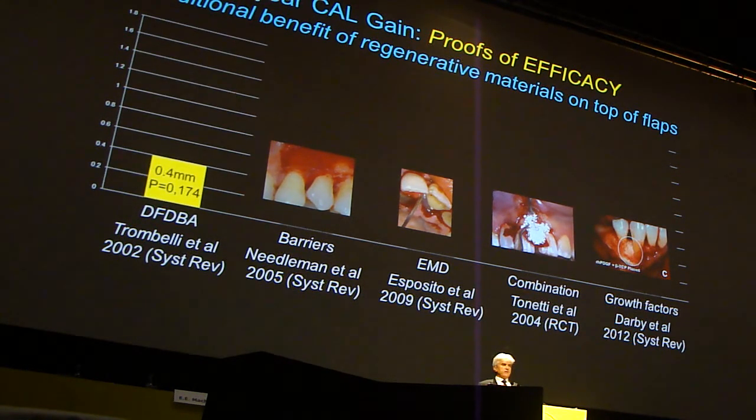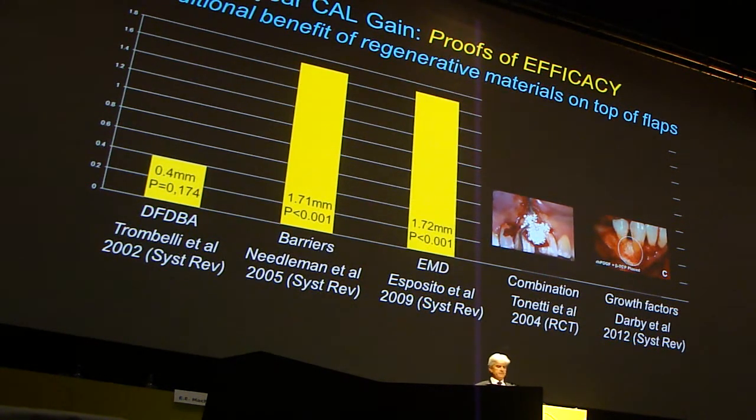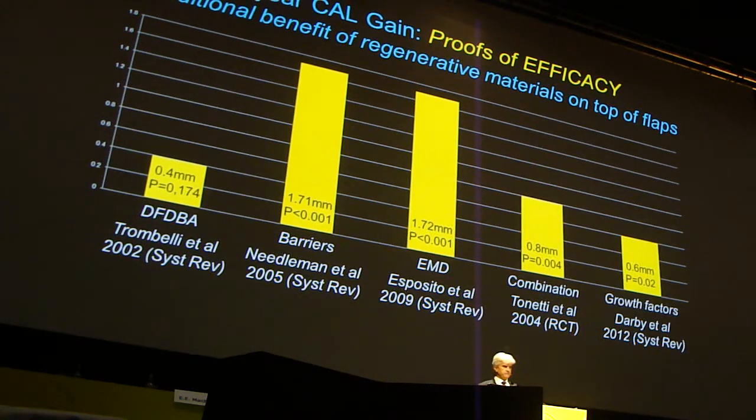And here are the quantities. The bars are explaining the additional benefit in terms of clinical attachment level gain. The FDBA, barriers, amelogenins, combination therapy, growth factors. And you see, some of these appear to perform better, more powerfully than others.